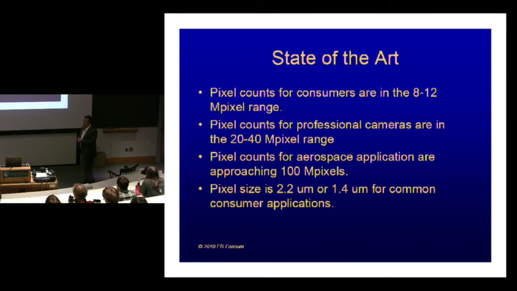Okay, so what's the state of the art these days? Pixel counts for consumers are in the 8 to 12 megapixel range, going up, but not going up quite as fast as they used to. We'll come to that in a moment. Professional cameras might be 20 to 40 megapixels. Aerospace might be up to 100 megapixels now. And the individual pixel size may be as small as 2.2 microns or even 1.4 microns for common consumer applications. So pretty tiny stuff.